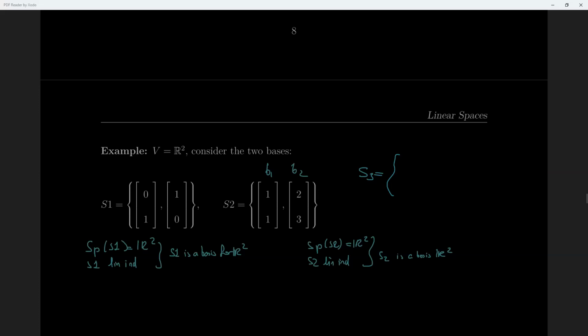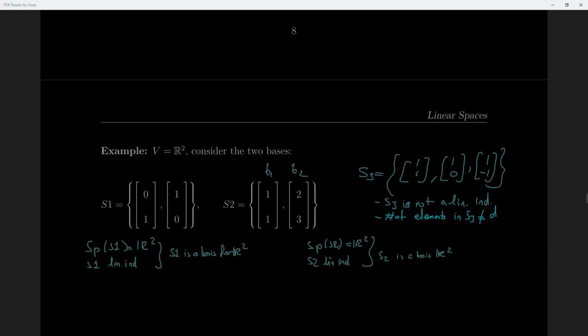So let's consider another example. Say S3 is composed of those vectors (1, 1), (1, 0), and (1, -1). And the question is, can S3 be a basis for R square? And definitely not, because S3 is not a linearly independent set. And furthermore, the number of elements in S3 is not equal to the dimension of R square, which is equal to 2.